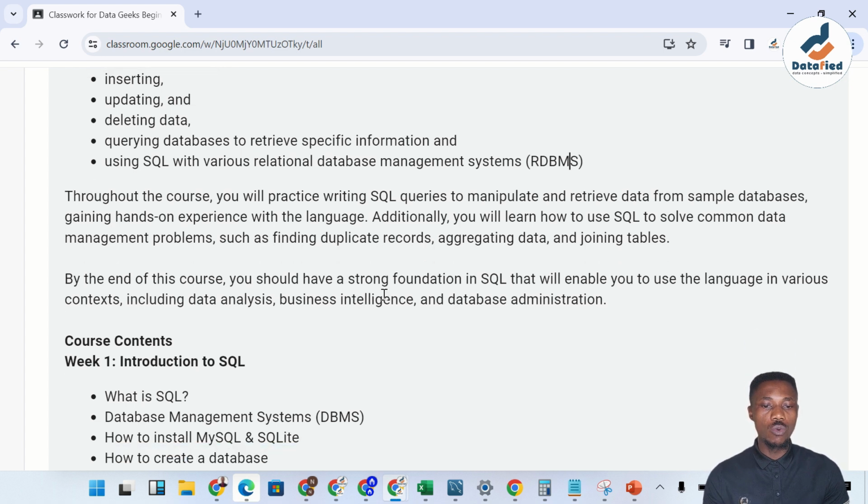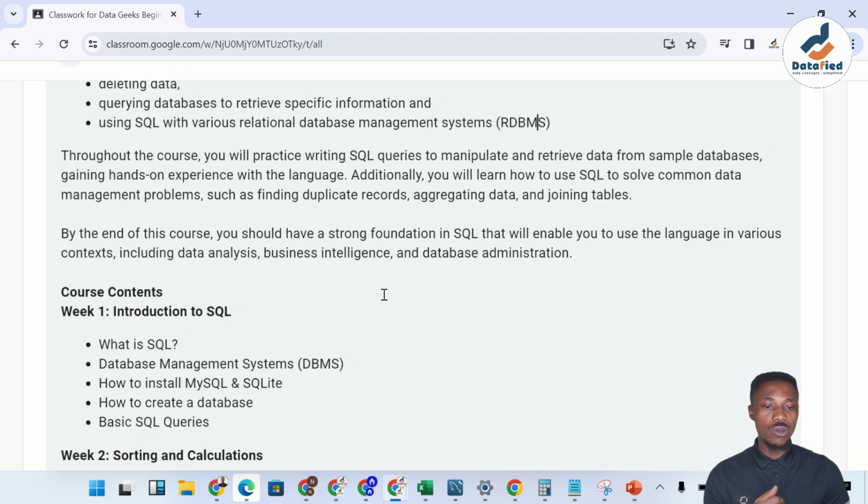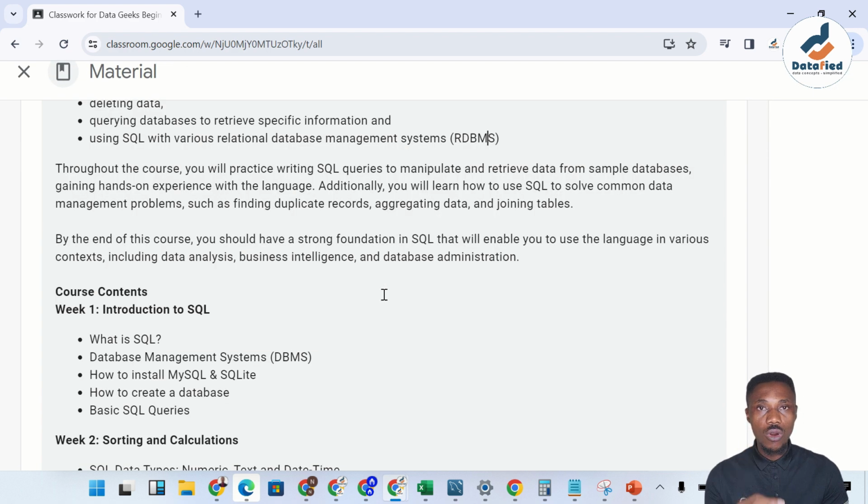Yes. So we shall also go deeper by performing tasks like finding duplicate records, aggregations, and how to join tables. So by the end of this course you should have gained a strong foundation in SQL, which will enable you to use the language in various contexts, including data analysis, business intelligence, and database administration.